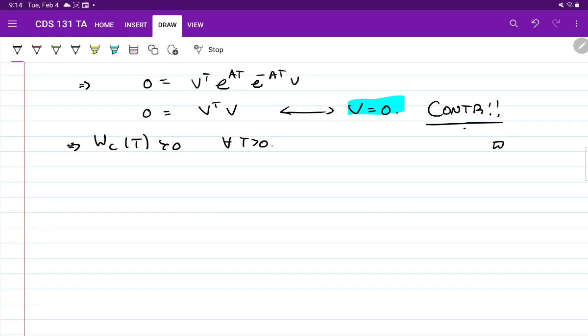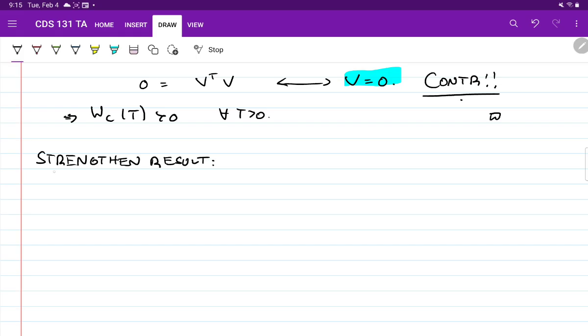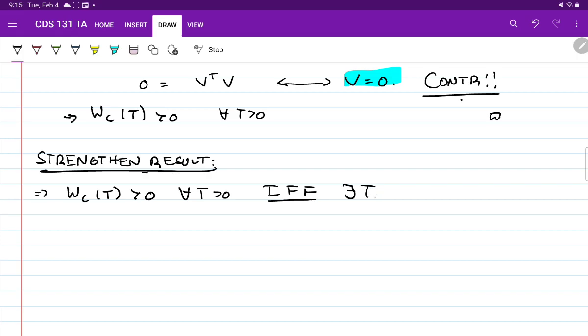All right, so like I mentioned earlier, there's a couple of ways in which we can strengthen this result. So how can we actually do this? Well, some things that we could show, but unfortunately don't have time for in lecture, is that W_C of t is positive definite for all time if and only if there exists a single time t naught greater than 0 at which W_C of t naught is positive definite, okay?